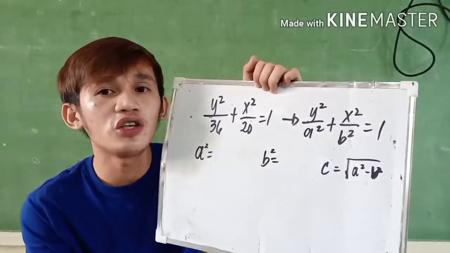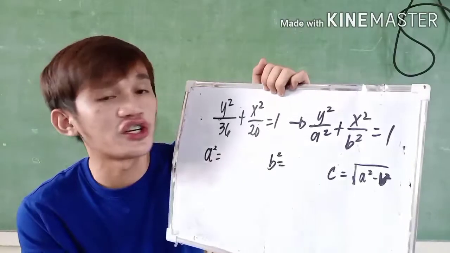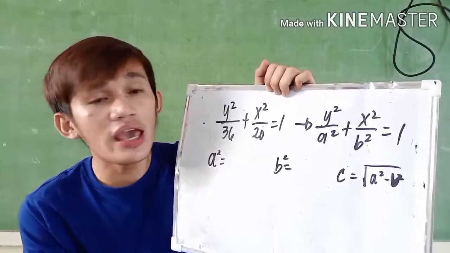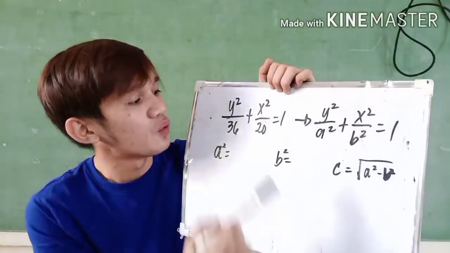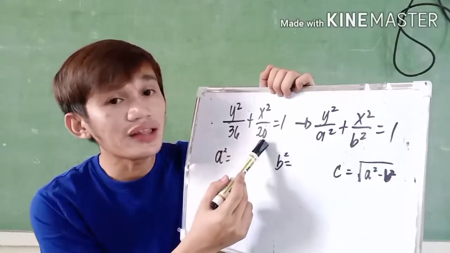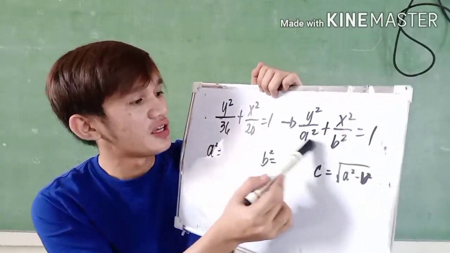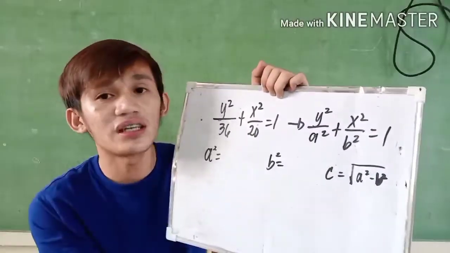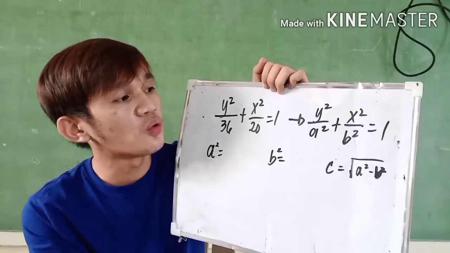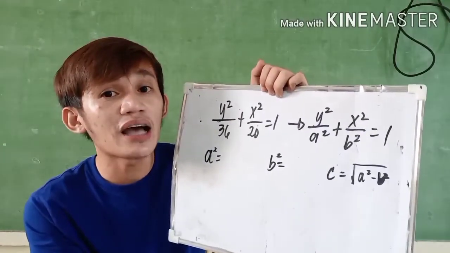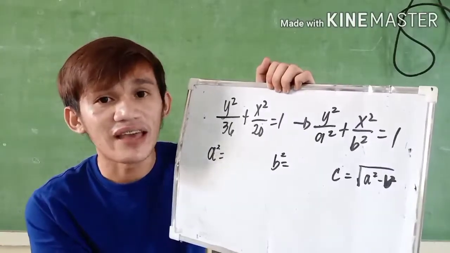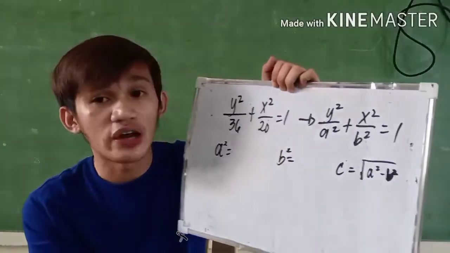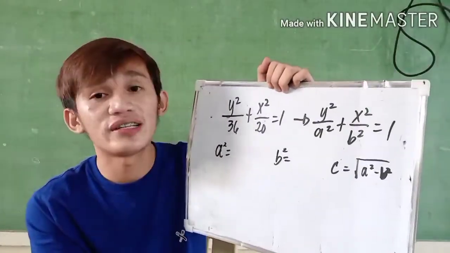Why? Diba? Kung matatandaan ninyo, our a squared is always larger than your b squared. Ibig sabihin po, laging mas malaki yung a kumpara dun sa ating b. So dahil 36 is larger than 20, meaning your a squared is 36, your b squared is 20. So that is the first important thing that you have to know. You have to identify kung saan ba nakasulat na form yung ating given. Then after that, you have to identify what is your a, your b, and your c.